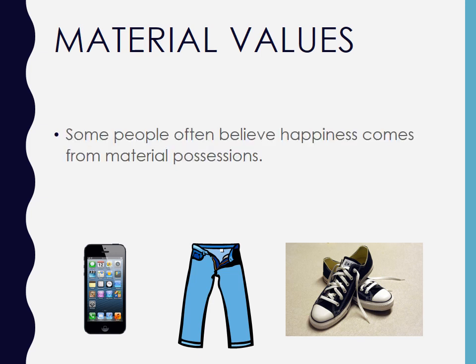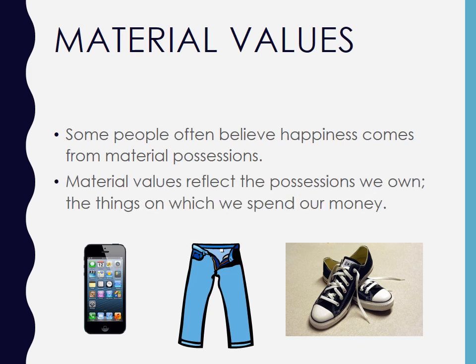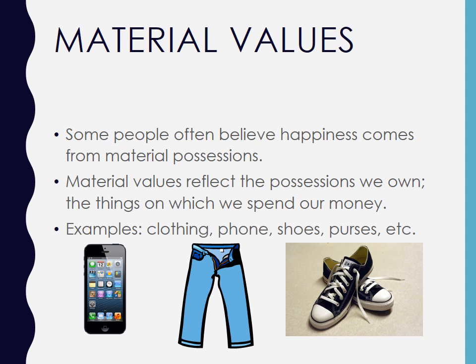Some people think that happiness comes from things, materials. Material values reflect the possessions that we own, the things that we want to spend our money on. Some examples of material values are clothing, your phone, your shoes, your purses, etc. I'd recommend that in your notes, you write down some of the material things that you value.